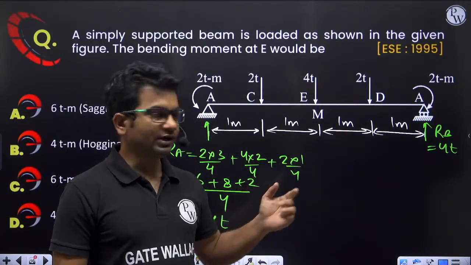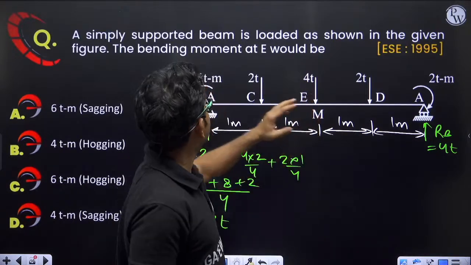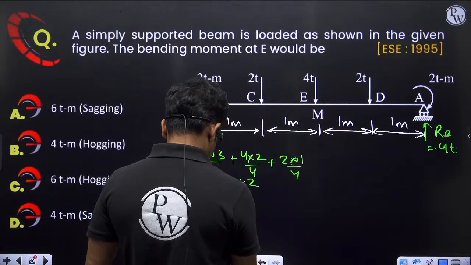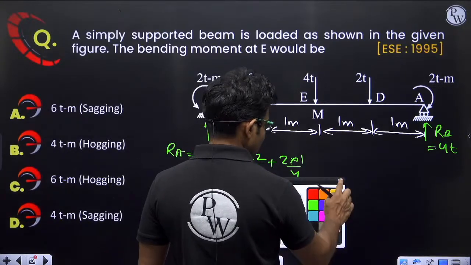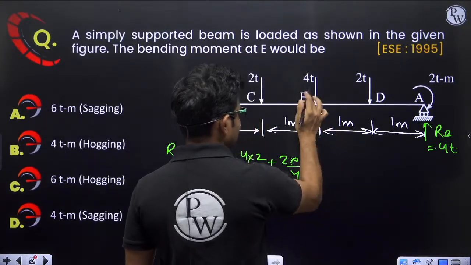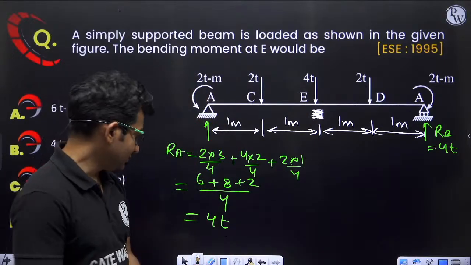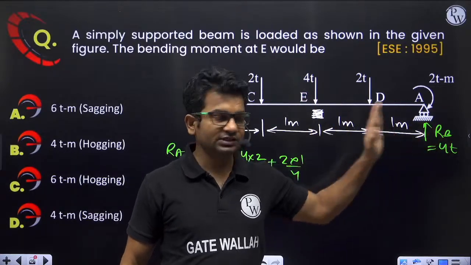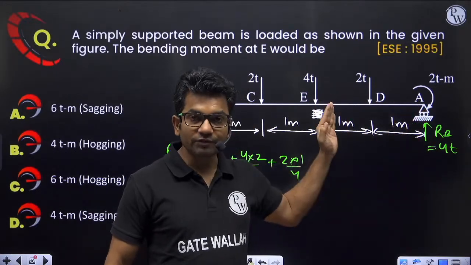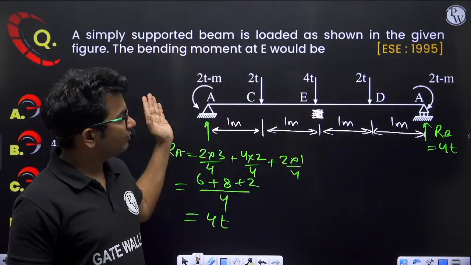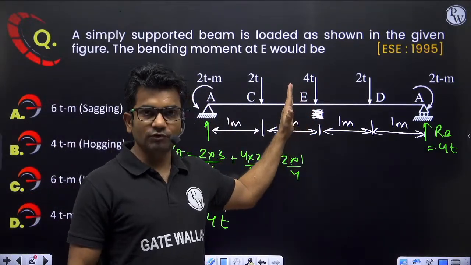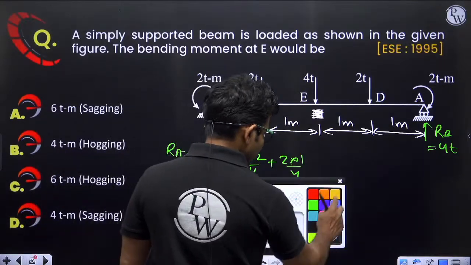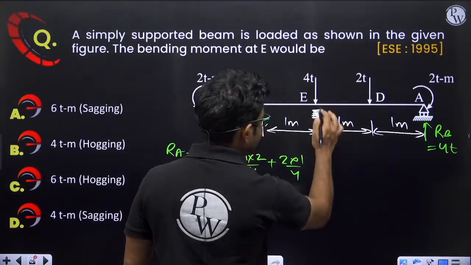Now we can calculate the bending moment at point E. So how to calculate? Either we can do summation of moments to the right side of the section, or we can do summation of moments to the left of the section. So summation of all the moments to the right of the section gives the bending moment at point E.